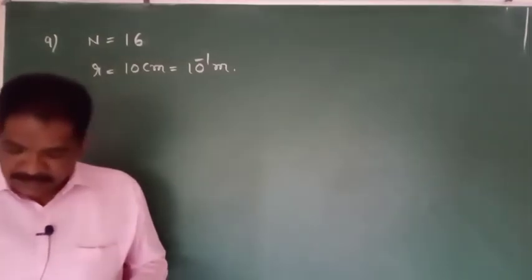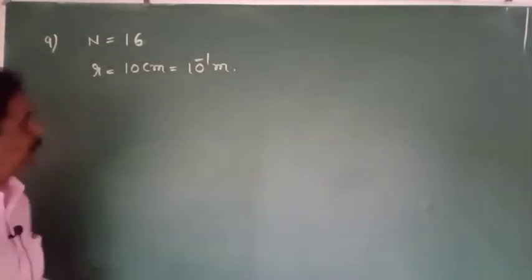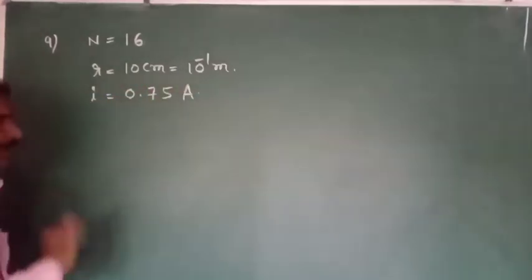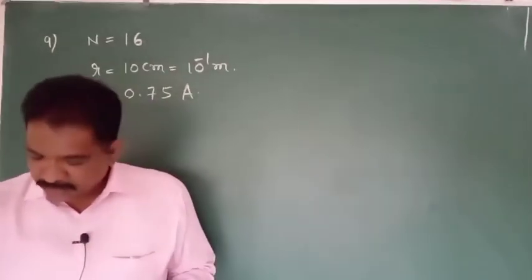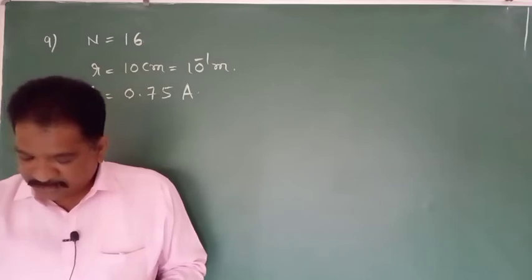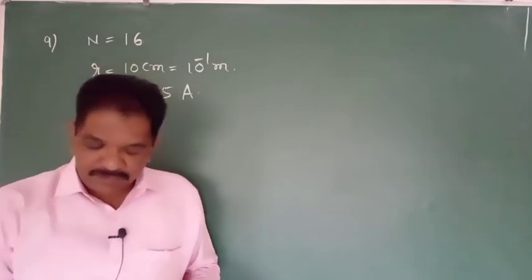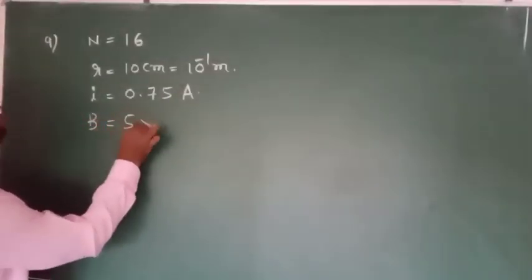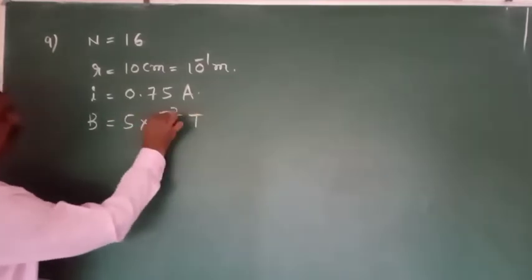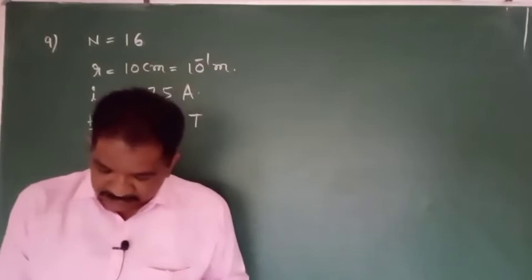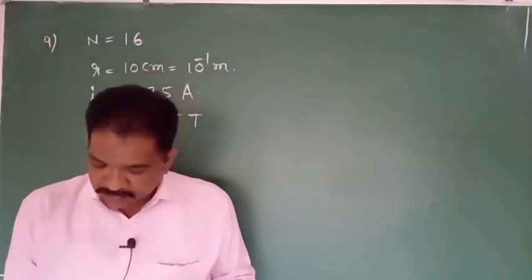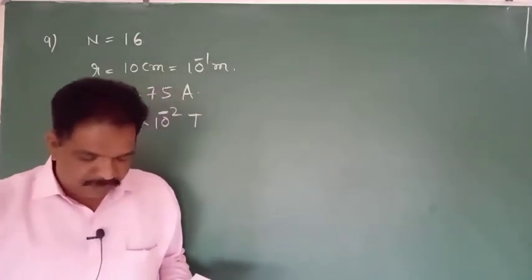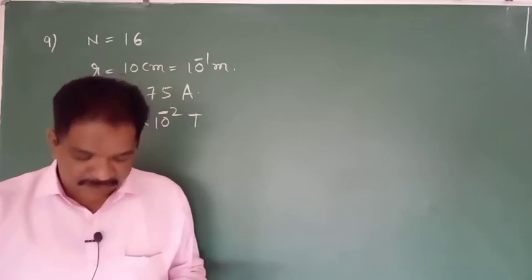That coil is carrying a current of 0.75 ampere. I value is equal to 0.75 ampere. Now it is placed in a magnetic field of magnetic induction 5 into 10 power minus 2 Tesla. It is kept in a magnetic field of induction 5 into 10 power minus 2 Tesla. This coil is free to turn about its axis in the plane perpendicular to the field direction.